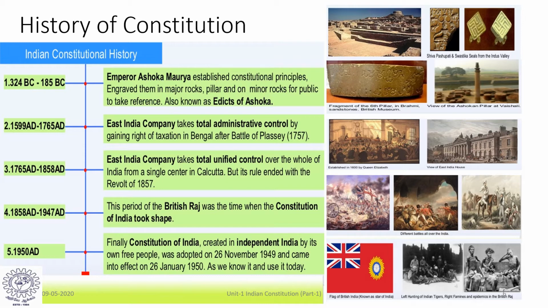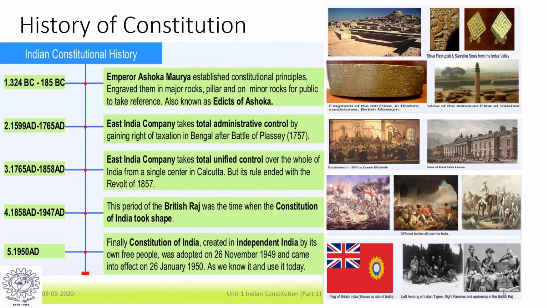During the period of 1765 to 1858 AD, the East India Company established a unified control over the whole of India from a single center in Calcutta. Different laws were enforced by the company and remained in power and authority, but the company came under increasing control by the Parliament of Britain, and its rule ended with the revolution of 1857.